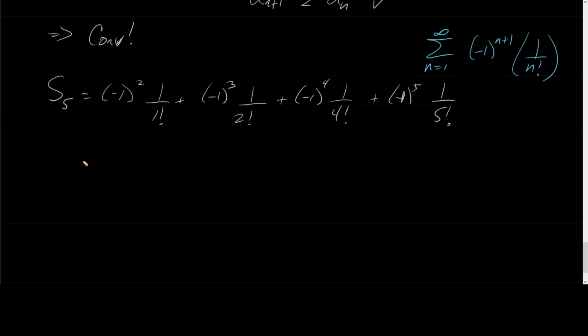And what does that give us? Well, negative 1 to an even power is positive 1. 1 factorial is just 1, so I have 1. Plus, negative 1 to an odd power is negative 1. And then 2 factorial is just 2, so 2 times 1.